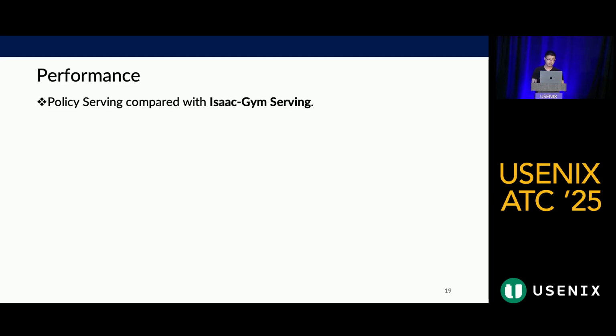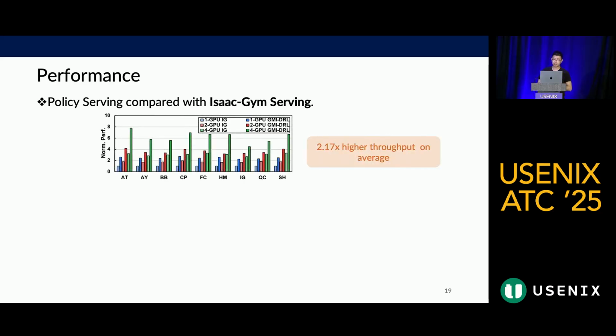For performance, we typically compare with Isaac for serving. For example, policy serving is one way to connect the different experiences. Compared to this kind of coarse-grained serving, where one simulator or actor tries to occupy the entire GPU space, we have achieved 2x or higher throughput on average.